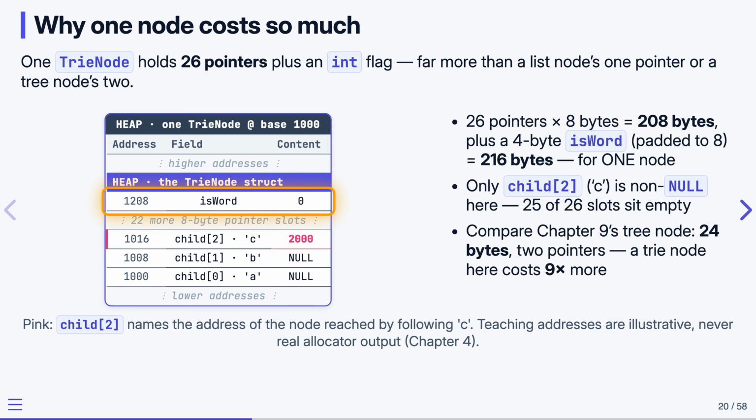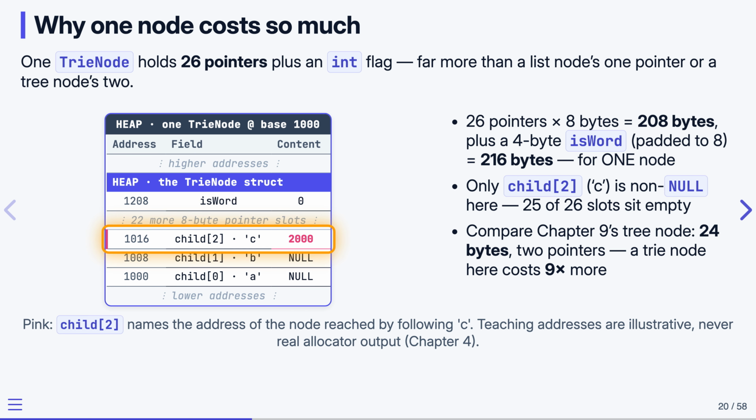At the top of the card, which is the highest address, sits the isWord flag. In the struct it is declared last, after all 26 child pointers. Right now it is 0, so this node is not the end of any word yet. Below it are the 26 child pointers, one per letter. Most of them sit empty. This gap stands for 22 more pointer slots we are not drawing.